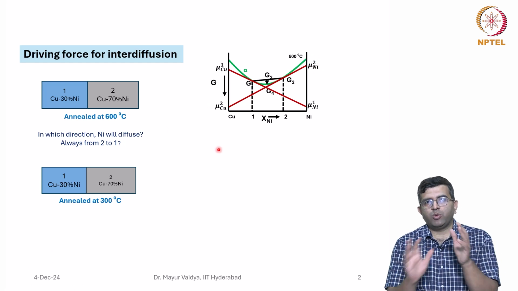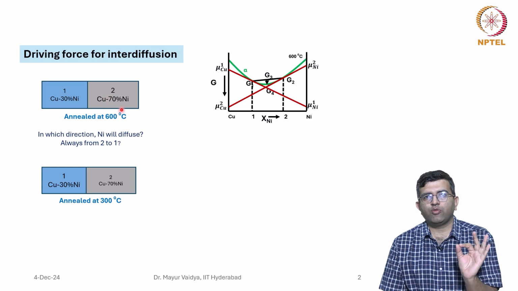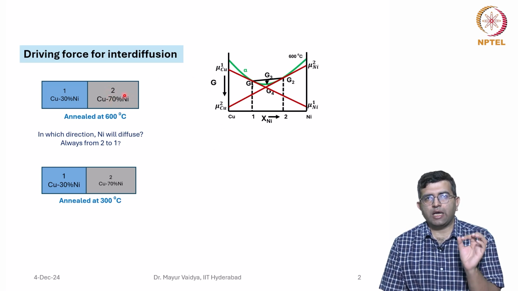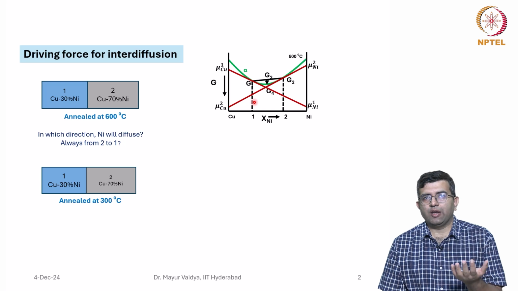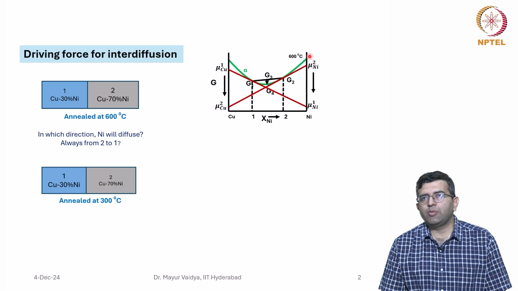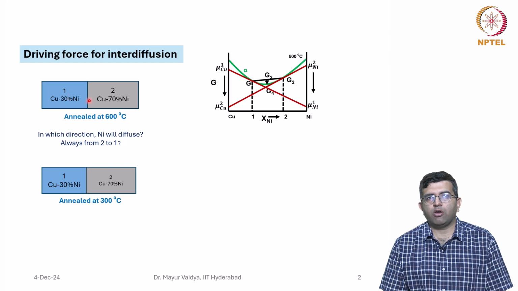Now, you see that between alloy 1 and alloy 2, one thing we know is that there is a concentration gradient of nickel. That means alloy 2 has a higher nickel concentration than alloy 1. If you look in terms of the chemical potential also, there is a gradient. If you only focus on nickel, the nickel chemical potential in alloy 2 is higher than the nickel chemical potential in alloy 1. So there is a chemical potential gradient for nickel also that exists between alloy 2 and alloy 1. I hope it is clear.